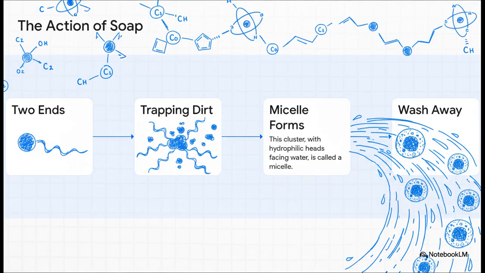Okay, so the secret is this two-faced molecule. Soap is made of these long carbon chains. One end is the hydrophobic tail. It hates water, but it loves oil. The other end is the hydrophilic head. It loves water. So when you wash your hands, the oil-loving tails dive in and grab onto all the grease and dirt. Then, the water-loving heads all face outward, forming this tiny bubble called a micelle that traps the dirt inside. Then the water comes along and just washes the whole bubble away. It's a brilliant little molecular trap, all thanks to carbon.